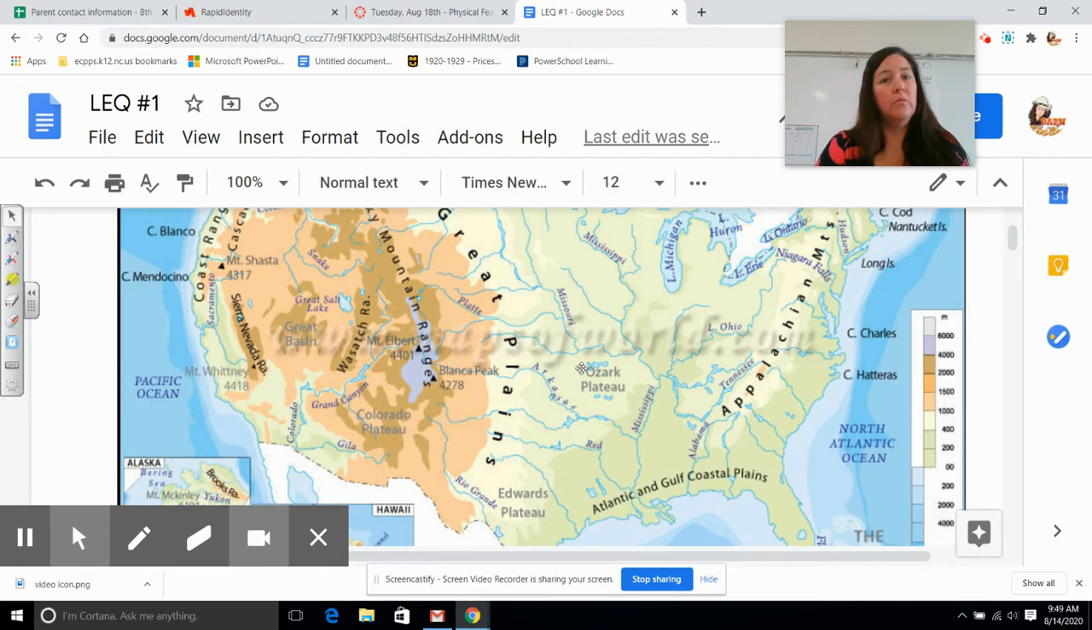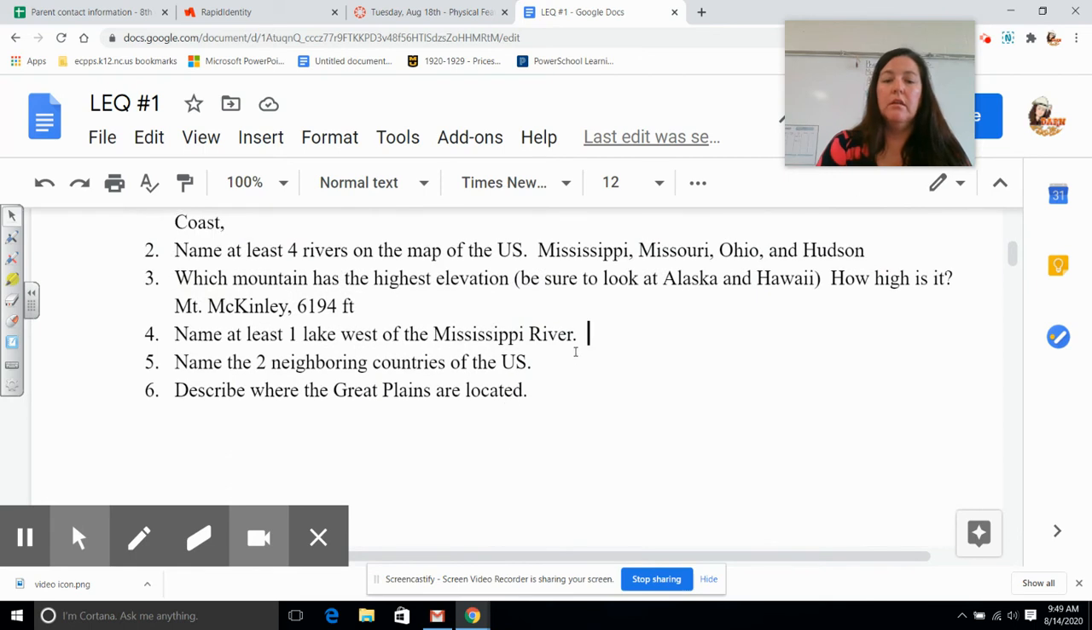Name at least 1 lake west of the Mississippi. Hopefully we all know where the Mississippi River is. It's what kind of divides the U.S. into east and west. Here's the Mississippi River right here, and it says name a lake west of that. If we have a compass, we know that west is going to be over here. I know that there's a Great Salt Lake over here, so I'm just going to write the Great Salt Lake. Then it says name the 2 neighboring countries of the United States. There are only 2 countries that sit on the border of the United States, and hopefully you know that is Canada and Mexico.